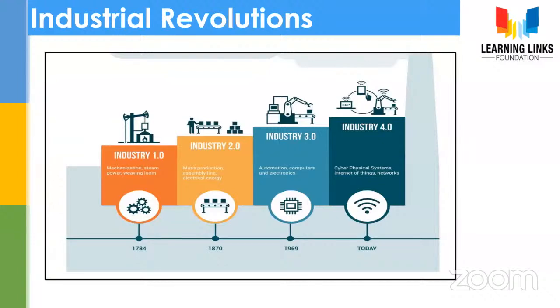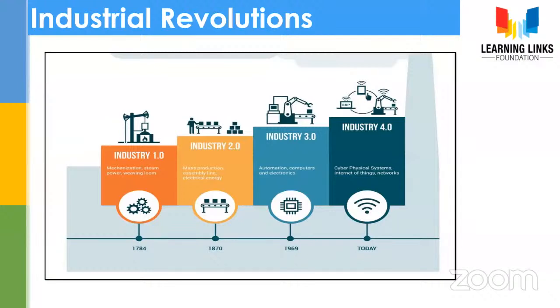And the next thing is Industry 3.0. We have to develop automation. We have to attach things with computers and electronics. In this era, around 1969, we added automation. We have to program all the machinery and robots via computer, and they will do various things.